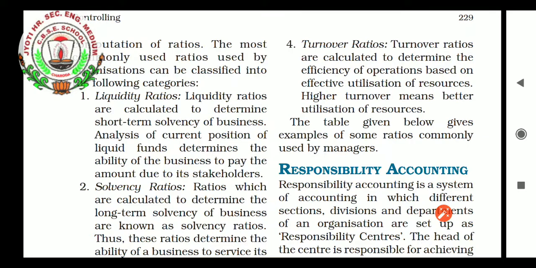Liquidity ratios are calculated to determine short-term solvency of business. Analysis of current position of liquid fund determines the ability of the business to pay amount due to its stakeholders. So liquidity ratio is the term which helps us to know whether we are having enough cash to pay off to the stakeholders from time to time their part of profit.